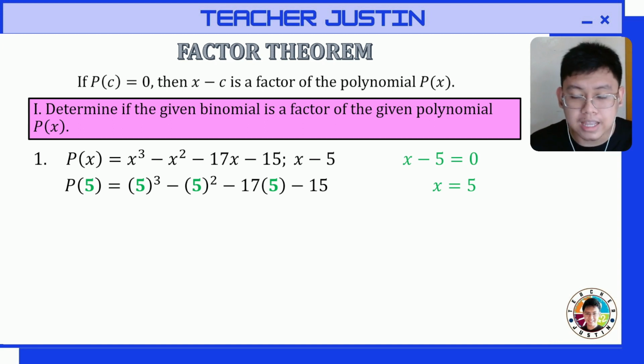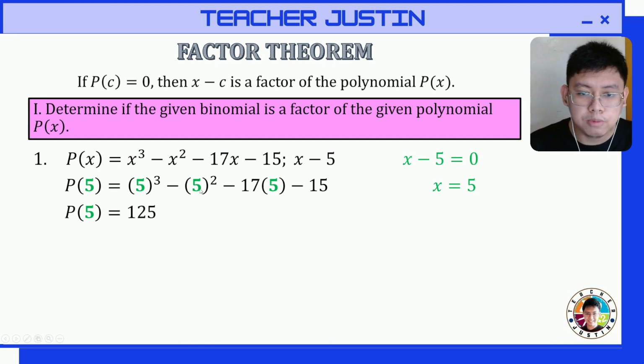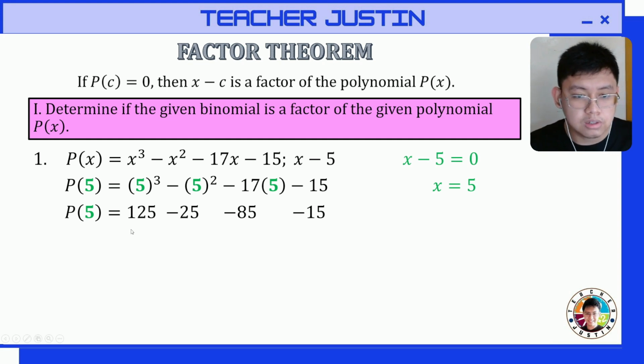Tapos, let's simplify each term. So, we will have 5 cubed is 125. Tapos, 5 squared is 25. Since may negative dito, it will be negative 25. Tapos, negative 17 times 5 will be negative 85. Tapos, bring down natin si negative 15. Now, let's combine them. 125 minus 25 minus 85 minus 15. That will give us a total of 0.